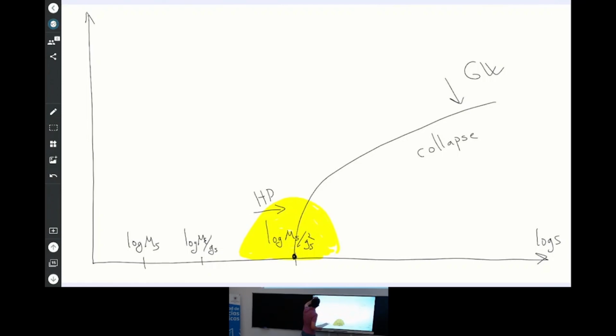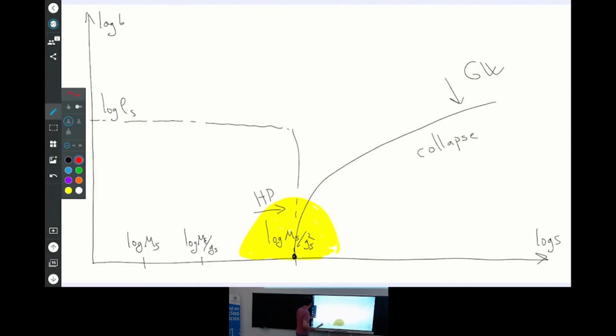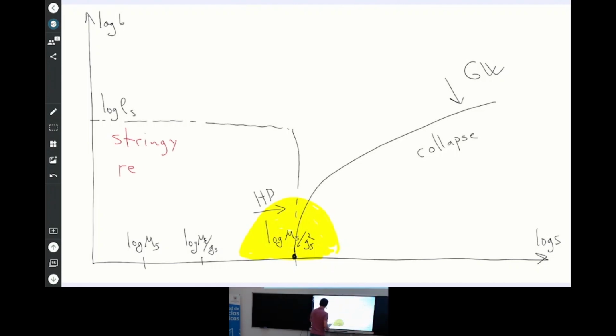Then here there was log B, and here I'll put again some string scale. And so the idea is that somewhere, I guess here, somewhere in this region, we have stringy gravity, the stringy regime. And so all these curves that we were drawing, we basically have to understand what happens to them as we cross to the stringy regime. So that's what I will do perhaps next.